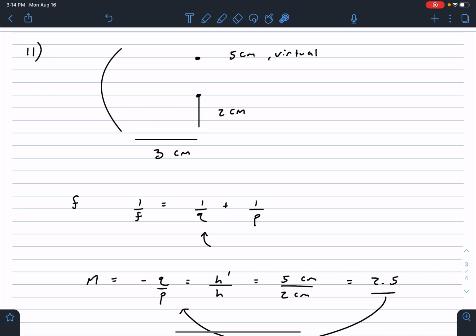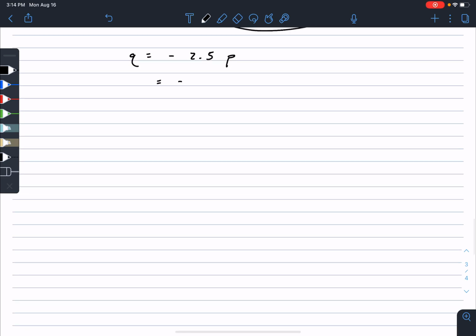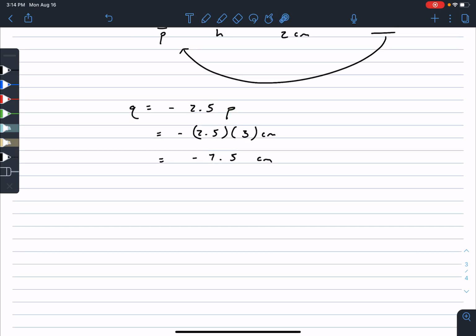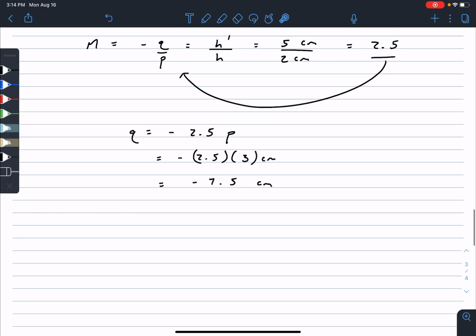We were told that it's 3 centimeters away. This is our actual object. So that's negative 2.5 times 3 centimeters, and that's going to be negative 7.5 centimeters.